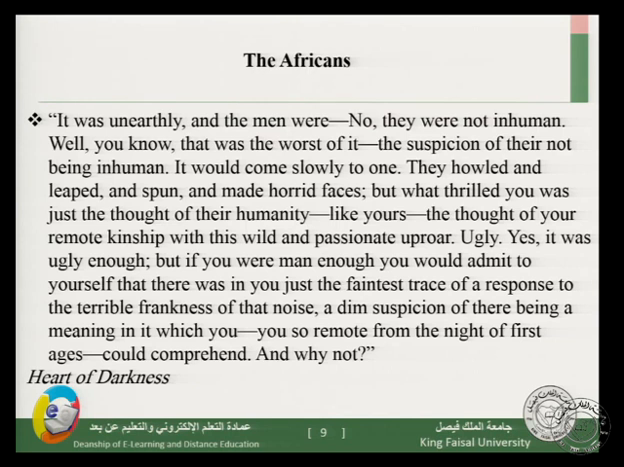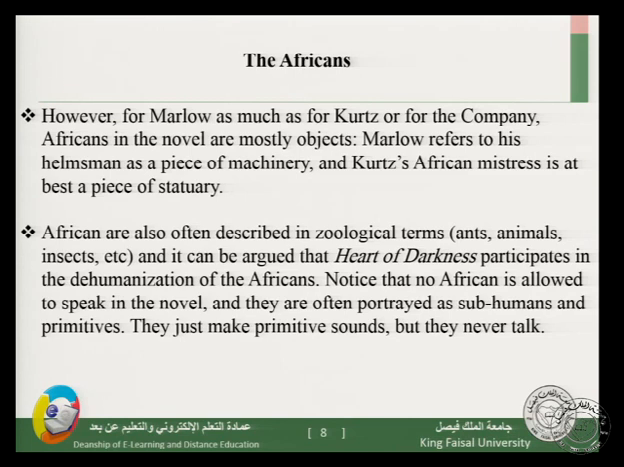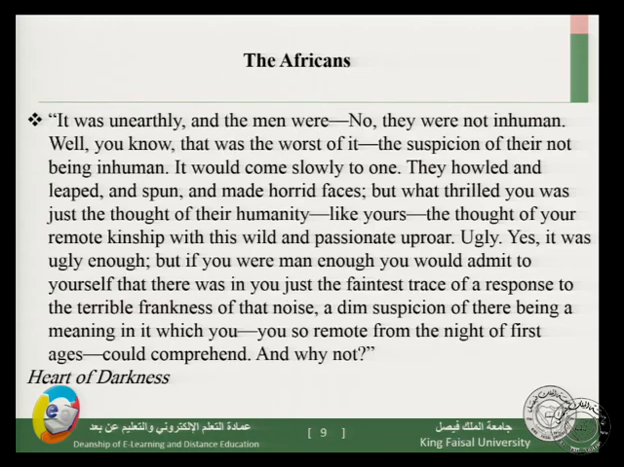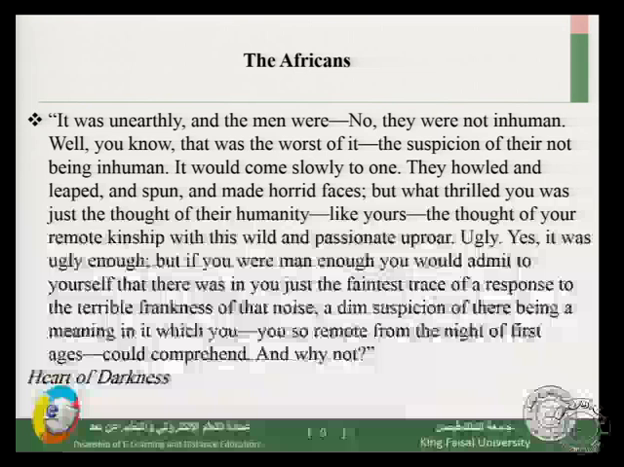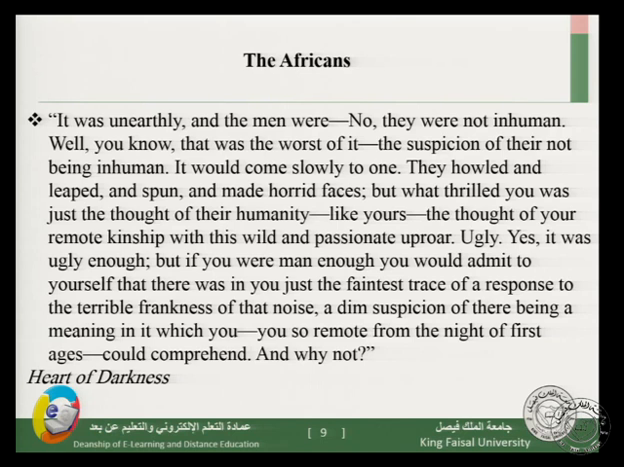Perhaps a very good passage to consider that describes how Heart of Darkness participates in the dehumanization of the Africans and their description as subhumans or non-humans is the passage where Marlowe says, "It was unearthly and the men were... no, they were not inhuman." He's talking about the Africans. There's a double negation here. They were not inhuman. So the European portrayed them as inhuman. They're not human. But he says they are not inhuman.